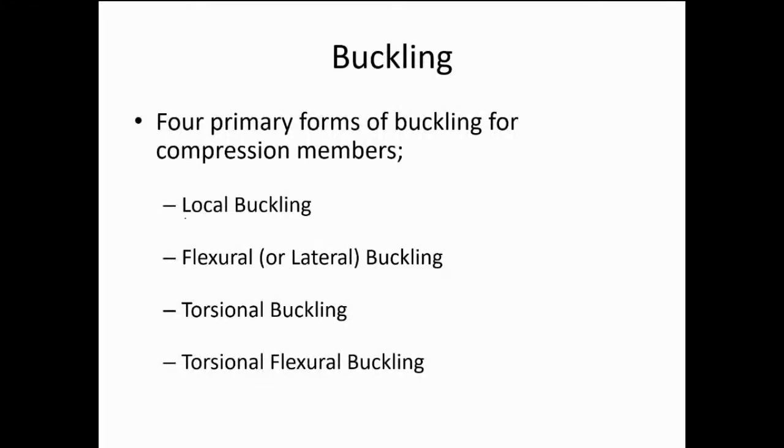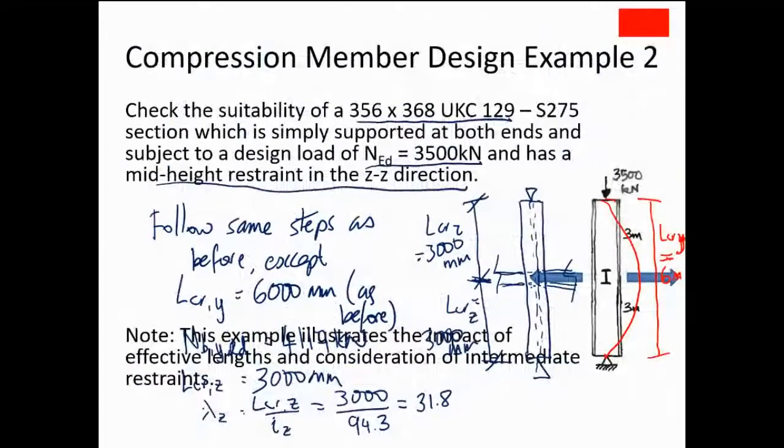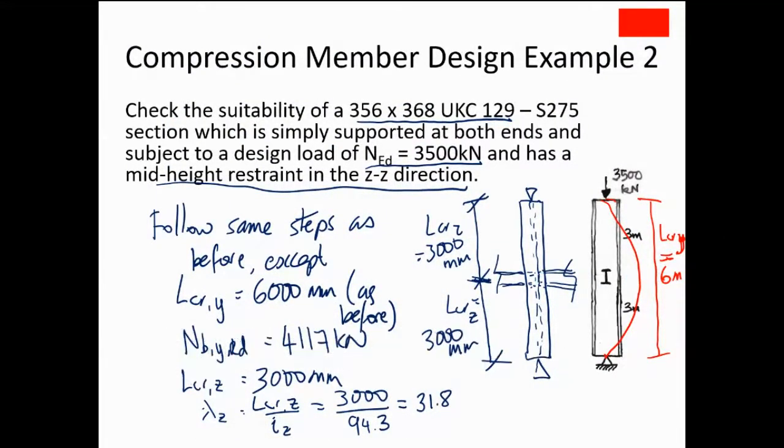Okay, so what we've covered so far, we've covered local buckling. So this is the start of the solution here. As I said, we follow the same steps as before, where we have the critical buckling length about the major axis as 6,000 millimeters or 6 meters, as we had calculated last time. We just took the same value for the buckling about the y-axis, 4,117 kilonewtons. The change here now is that because we have restrained the member halfway along the length, it's 3,000 millimeters.